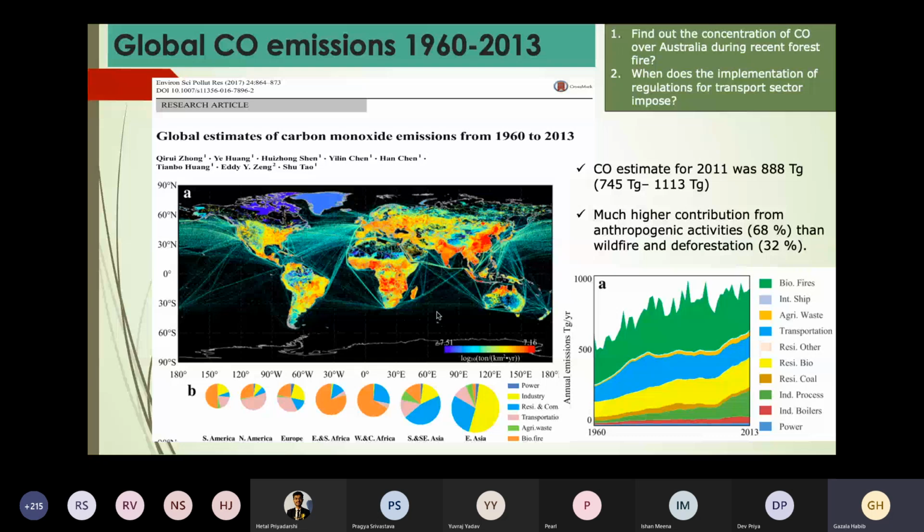So that is why, with the implementation of regulation in developed countries, because we can see the transportation sector here. Okay, so don't confuse these two figures. Here transportation was pink, but on the right-hand side the figure shows transportation in blue.